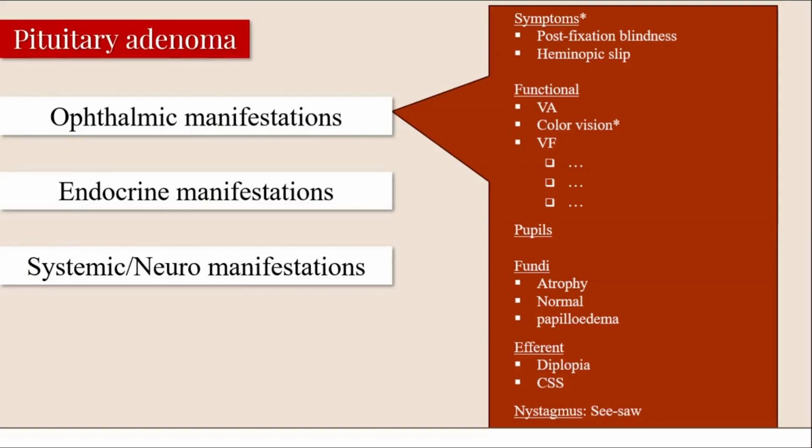Yeah, the cavernous sinus, because it may expand and compress the cavernous sinus on each side, and we have the third, fourth and sixth nerves in the cavernous sinus. Excellent. And in some books you call it the efferent manifestations of pituitary adenoma. If it causes cavernous sinus syndrome, this is called efferent manifestation.